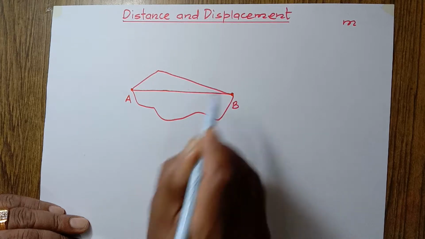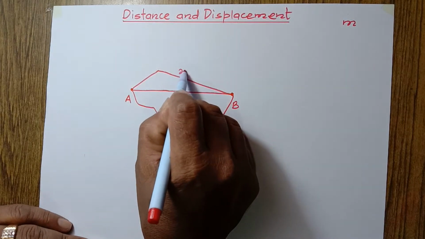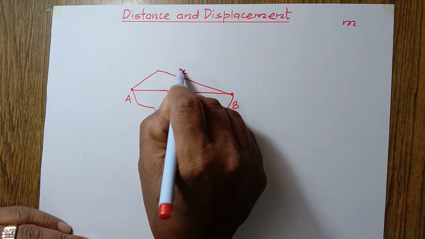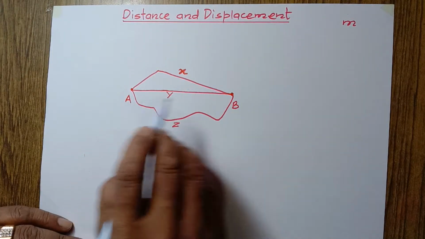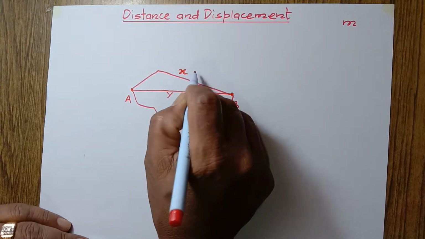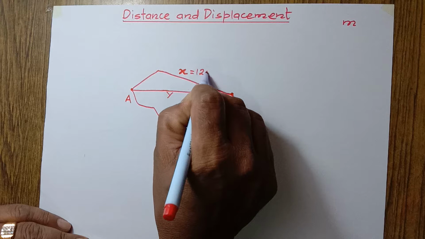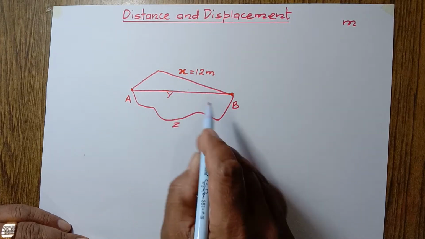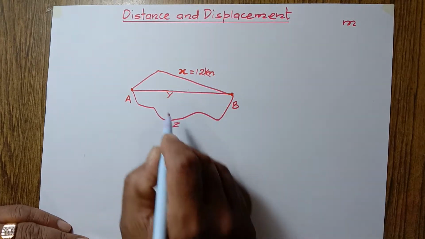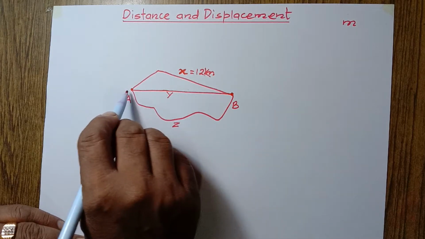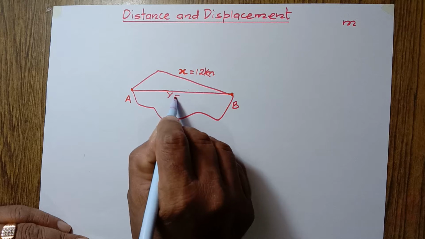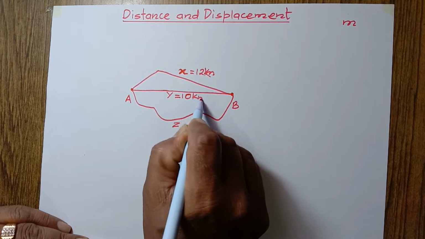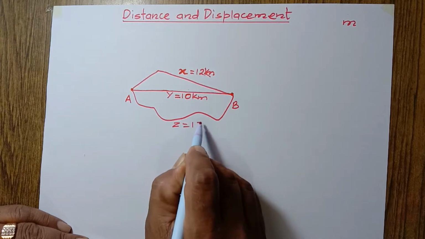This is, let's say, the straight and nearest path. Let's say this is path X, this is path Y, and this is path Z. There are three paths to go from A to B. And let's say this X is 12 kilometer long. I mean to say the path from A to B through this X is 12 kilometer. And if we go from A to B through Y, let's say it is 10 kilometer. And here, let's say it is 15 kilometer.